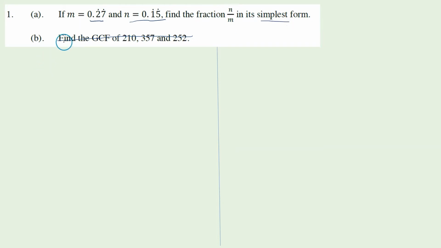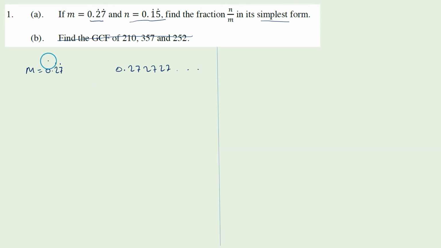So what we need to do is convert them into fractions separately and then find the fraction of n over m. So we got m is equal to 0.27. So the 2 dot, it means this number is recurring. These two numbers are recurring because they're 2 dots. So it's the same as writing 0.27, 27, 27 forever.